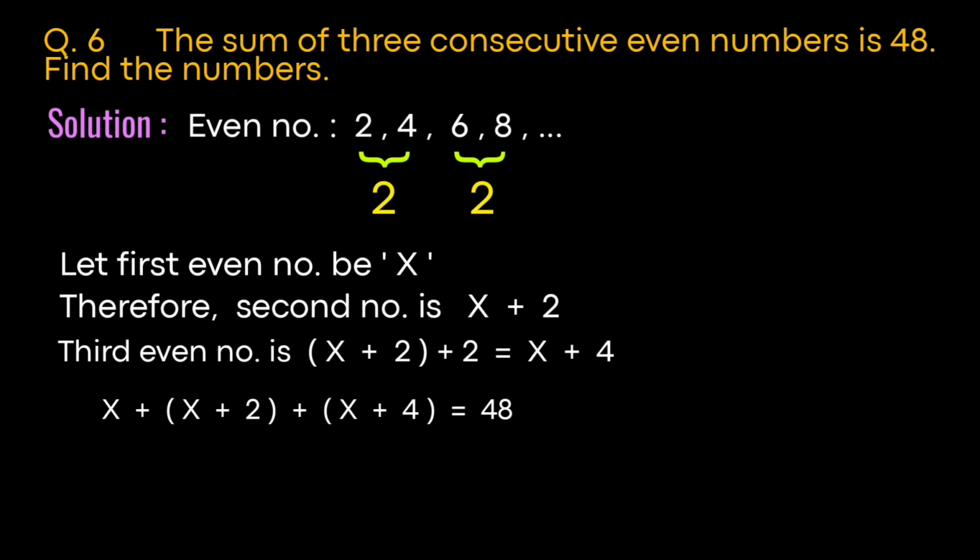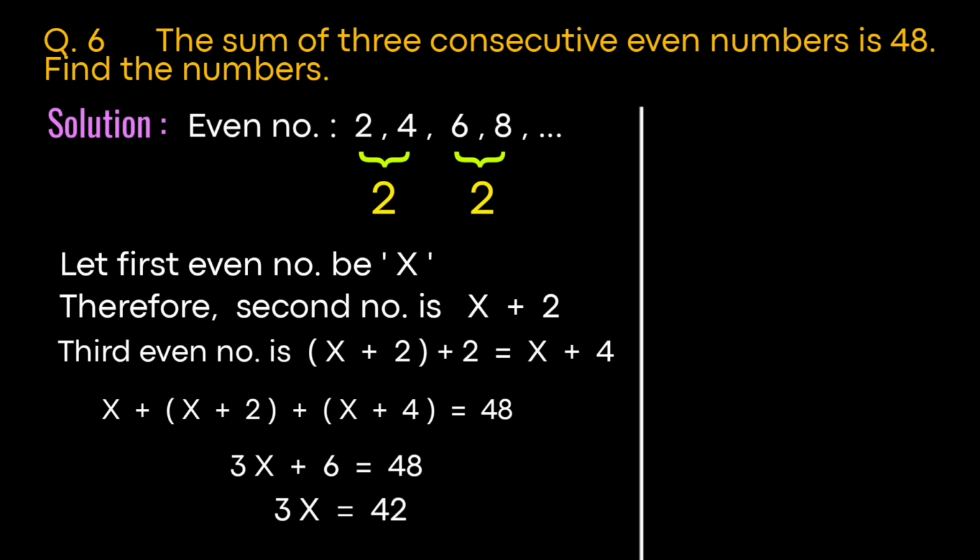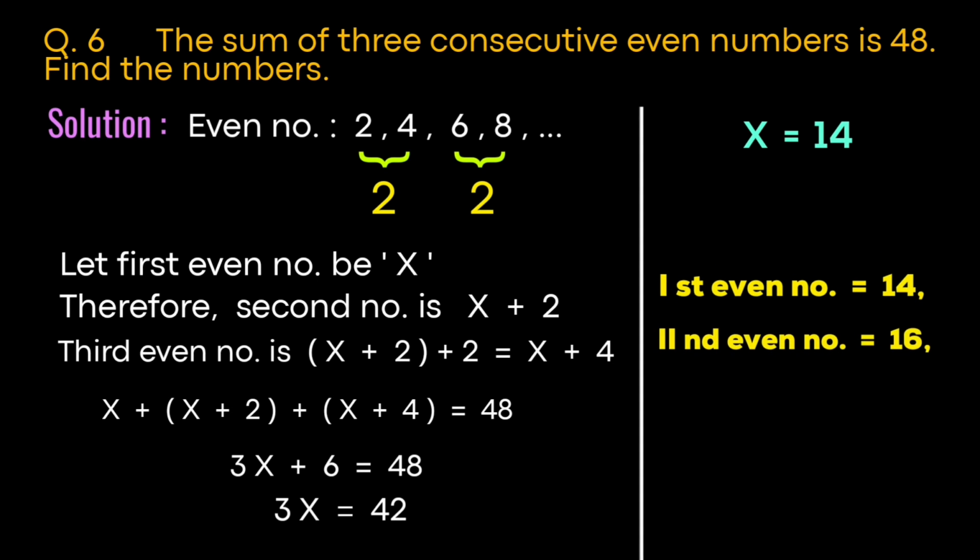On further solving, we get 3x plus 6 equals 48. That is 3x equals 42. And finally we get the value x equals 14. Now we know that the value of the first even number is x, that is equal to 14. The value of the second even number is x plus 2, that is 16. And the value of the third even number is x plus 4, that is 18.